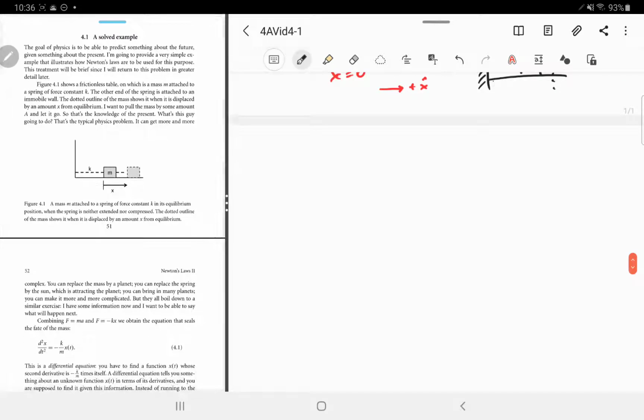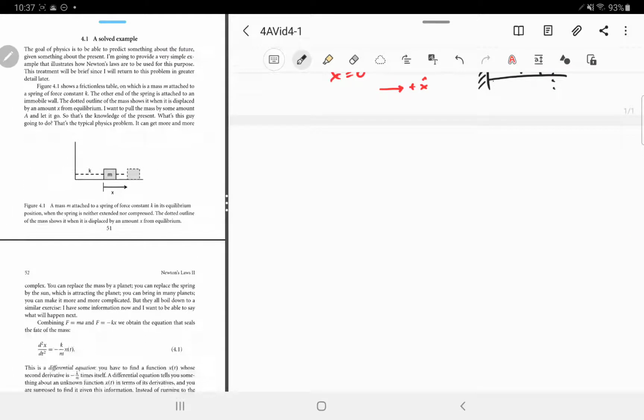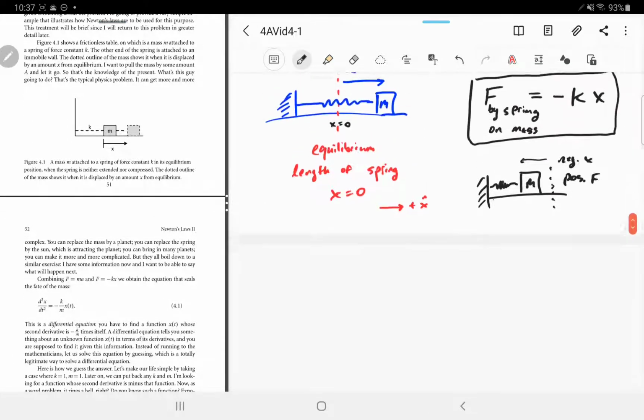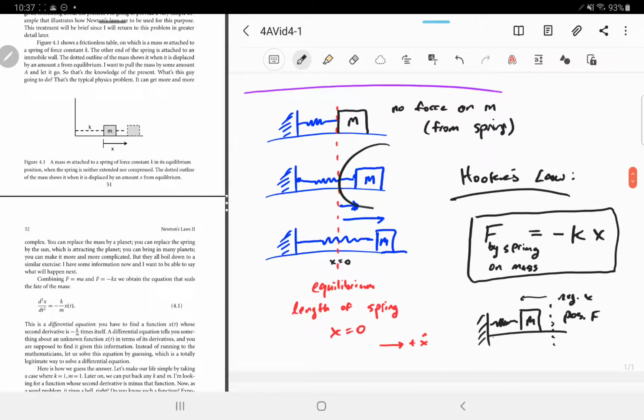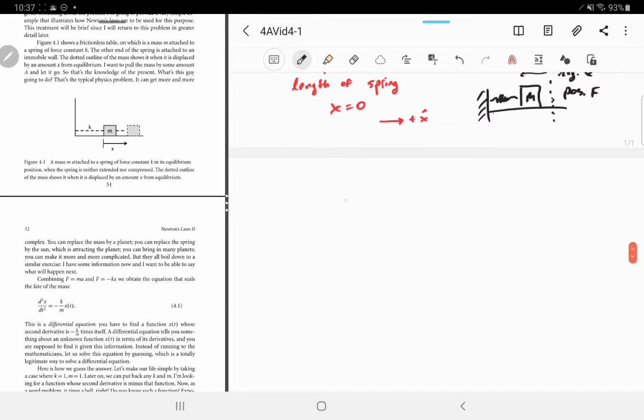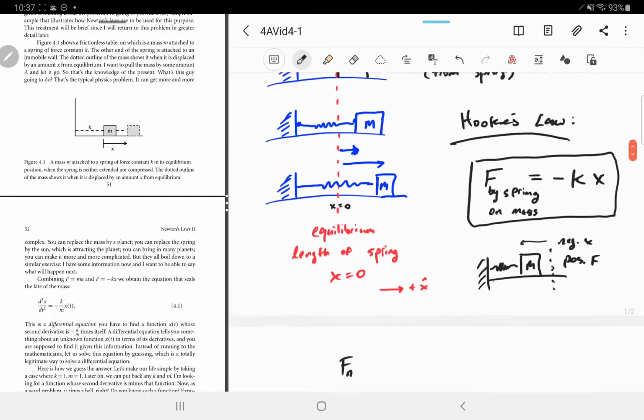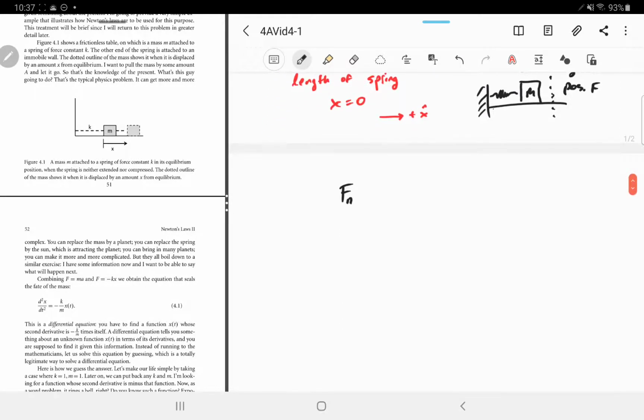Okay, so your book alluded to this in chapter 3, but it goes into more detail in chapter 4. If you have this situation where the net force is from Hooke's law, so notice before we were only talking about the force from the spring on the mass. There could have been other forces.